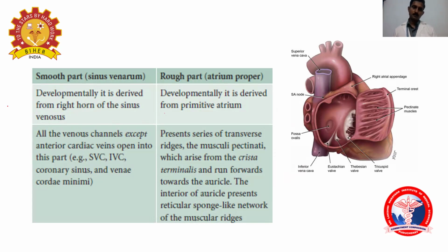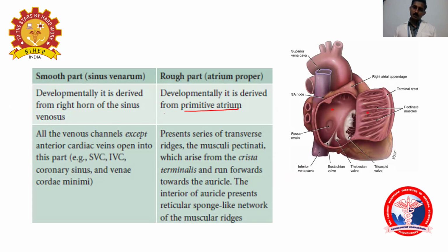Now, what is the difference between the sinus venarum and the rough anterior part of the atrium? Now, this is the rough anterior part, this is the smooth posterior part. The rough anterior part is derived from the primitive atrium. Developmentally, they are different. It is formed by the primitive atrium. That is why we have more pectinate muscle in the rough anterior part.